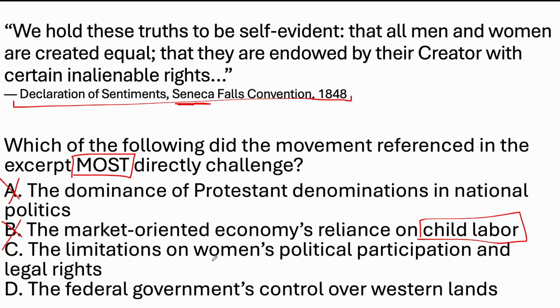You have the limitations of women's political participation and legal rights. We know this is the correct answer. We don't even have to read D, the federal government's control over Western lands. No, we know that Seneca Falls has to deal with women's political participation.